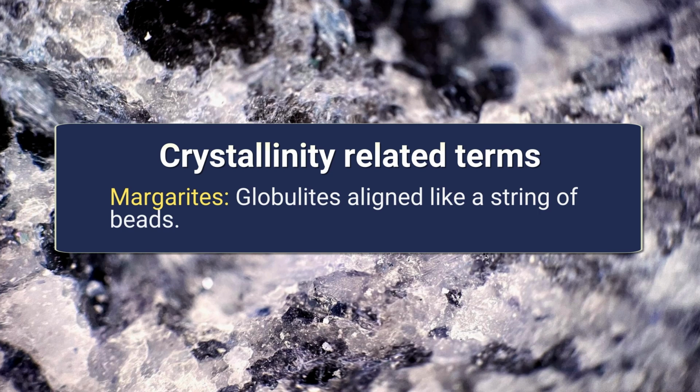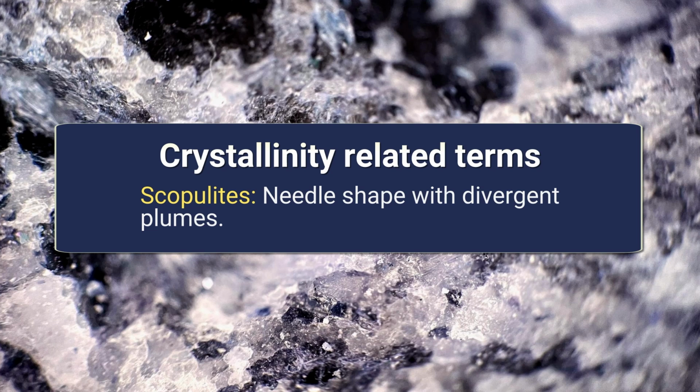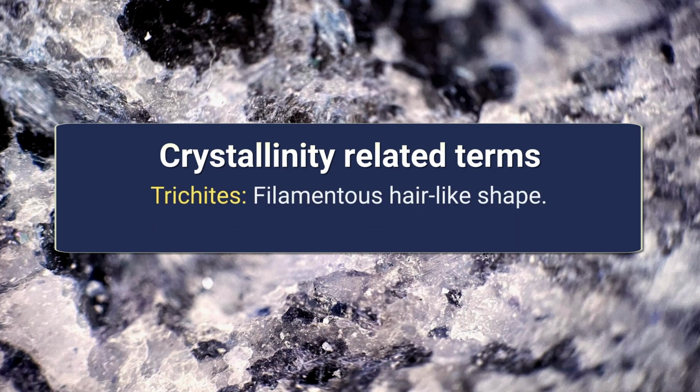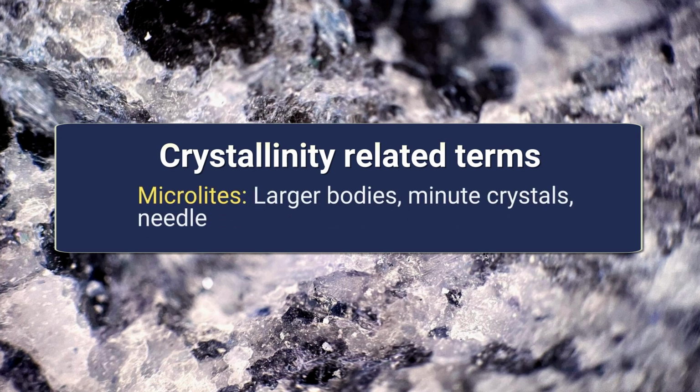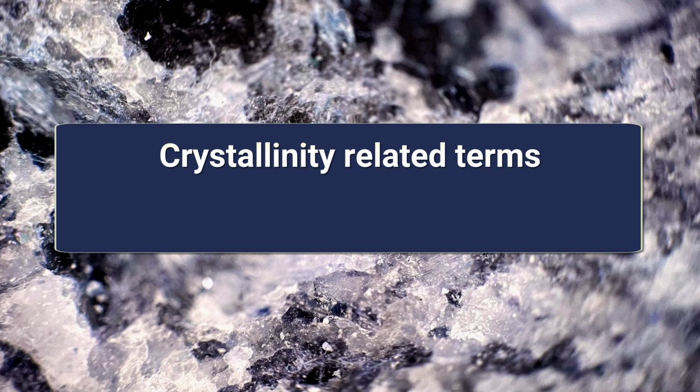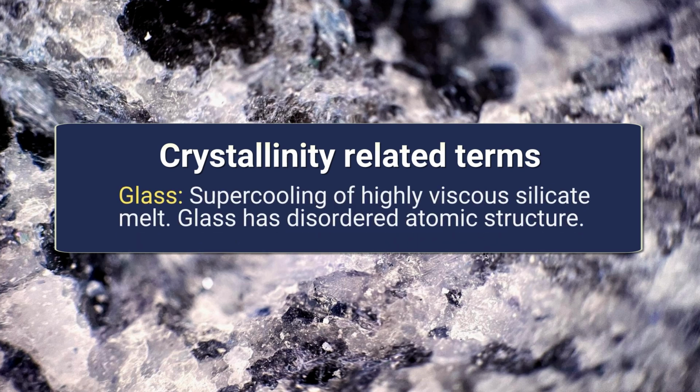Globulites aligned like a string of beads are called margarites. Scopulites have a needle shape with divergent plumes. Trichites are filamentous, hair-like crystals. Then microlites are larger bodies, minute crystals which are needle-shaped. Glass is formed by supercooling of a highly viscous silicate melt. Glass has a disordered atomic structure.